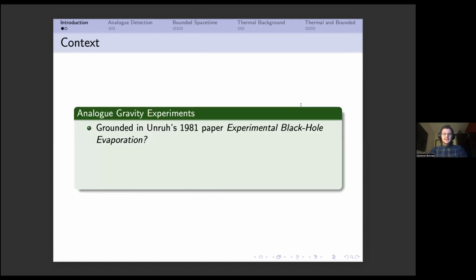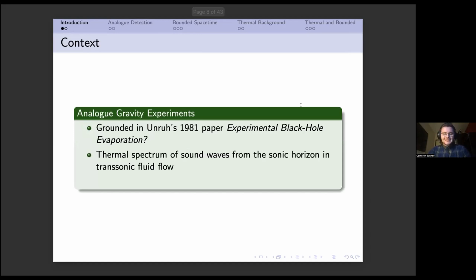So this is all grounded in a 1981 paper called Experimental Black Hole Evaporation, by Bill Unruh. It was shown that you could have an analog effective black hole, called a dumb hole, with a fluid system and sound waves on top. And because it was in systems that were inviscid, people then suggested that this could be in a superfluid helium or BEC, Bose-Einstein condensate, system.